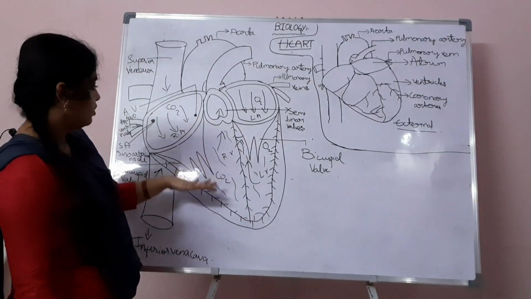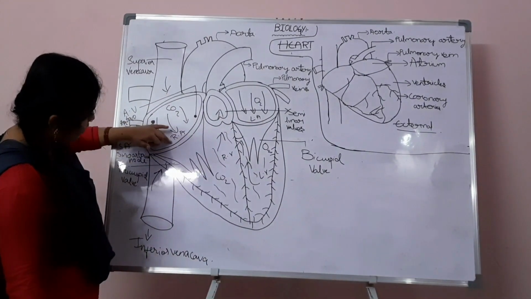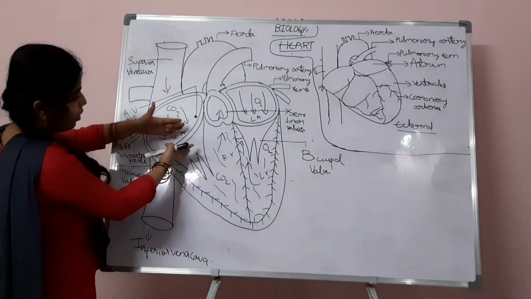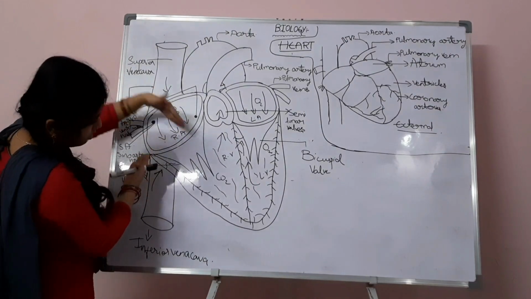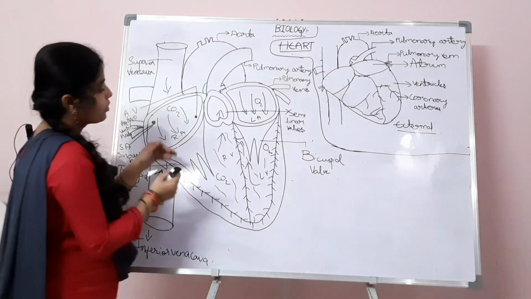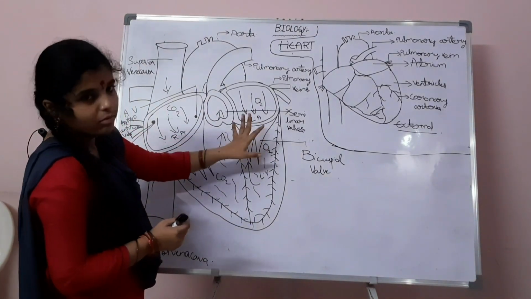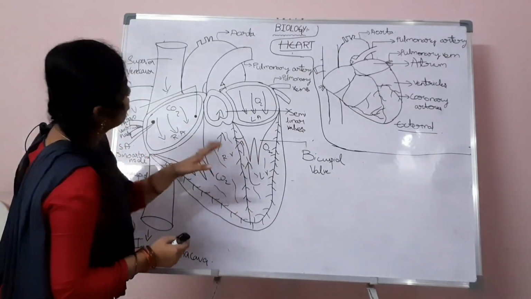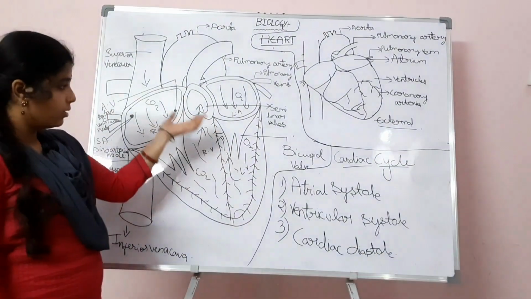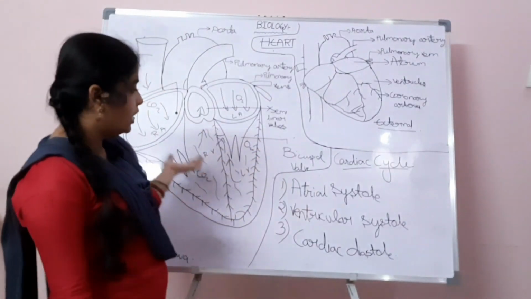Just now we discussed how the blood circulates in the heart. Whenever the blood comes to the right ventricle, these valves will be open, and once it enters the right ventricle, the valve will be closed. The same happens here also: the valve will be open and then closed. Just now we saw how the blood circulates in the heart. It is a brief overview. Now we will see it in detail.